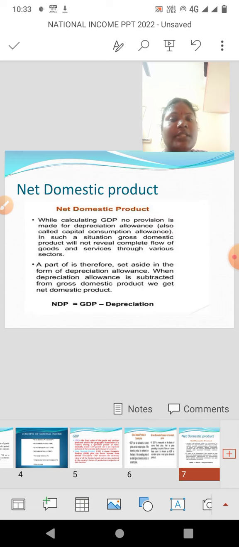Another concept is net domestic product. While calculating GDP, no provision is made for depreciation allowances, also called capital consumption allowance. In such situations, gross domestic product will not reveal the true flow of goods and services through various sectors. A part is set aside in the form of depreciation allowances. When depreciation allowances are subtracted from gross domestic product, we get net domestic product. NDP equals GDP minus depreciation.